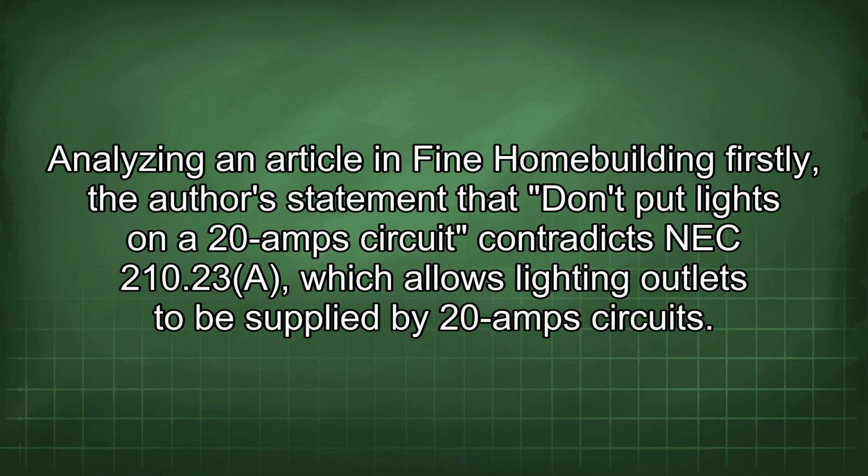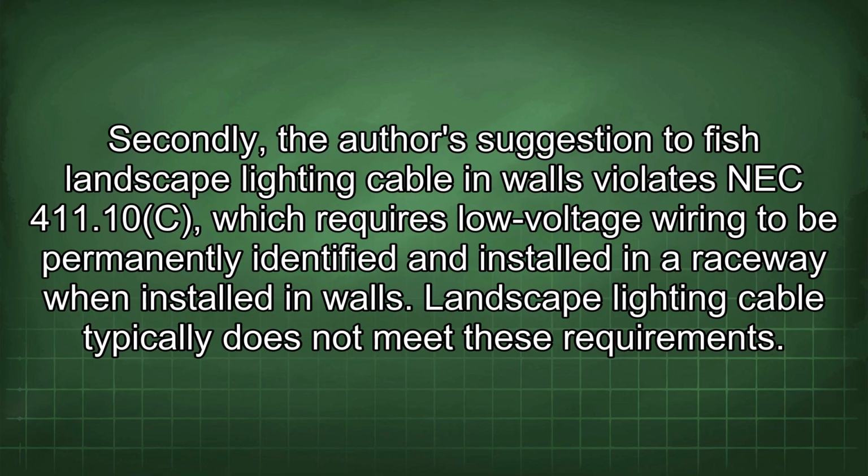Analyzing an article in Fine Homebuilding, firstly, the author's statement that "don't put lights on a 20 amp circuit" contradicts NEC 210.23a, which allows lighting outlets to be supplied by 20 amp circuits. Secondly, the author's suggestion to fish landscape lighting cable in walls violates NEC 411.10c, which requires low-voltage wiring to be permanently identified and installed in a raceway when installed in walls. Landscape lighting cable typically does not meet these requirements.